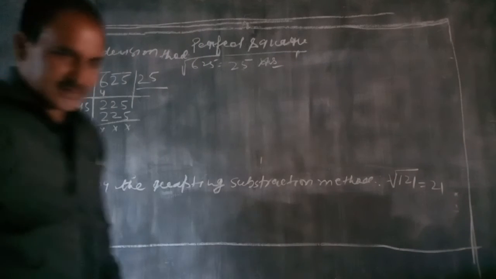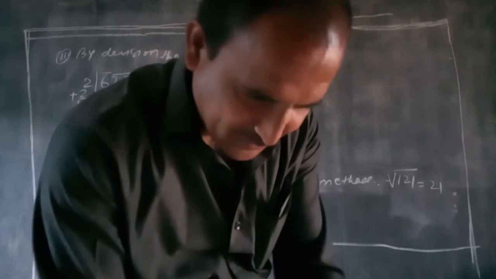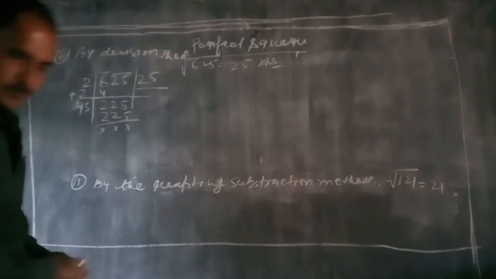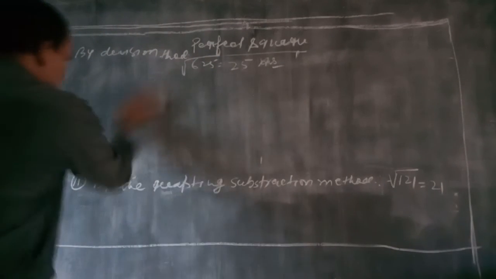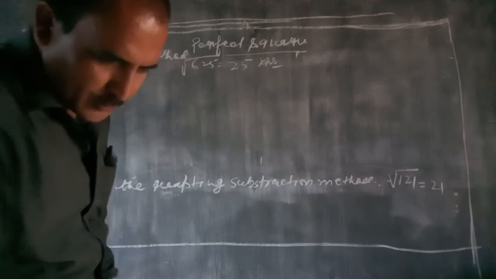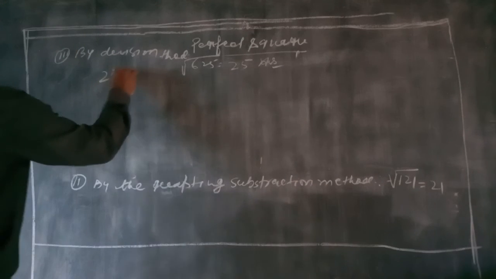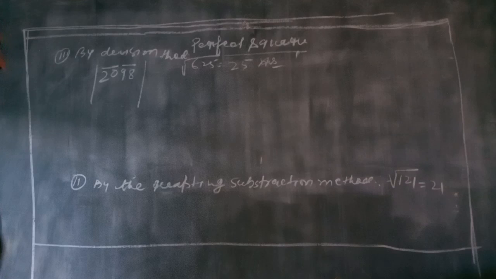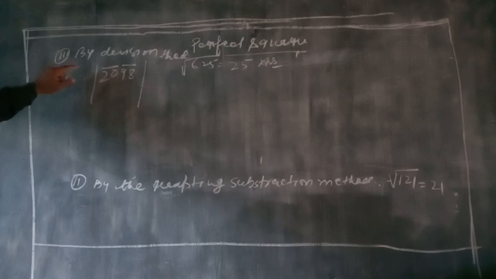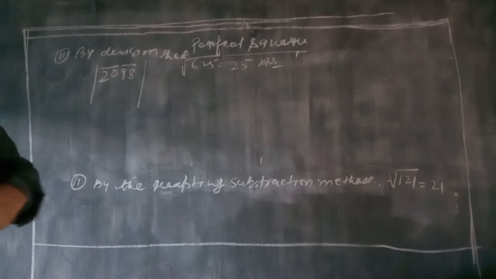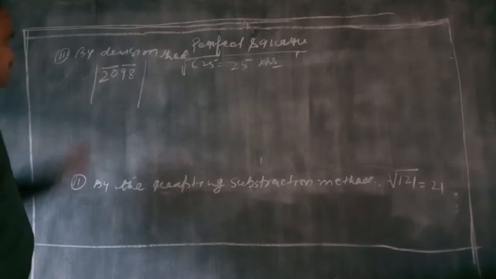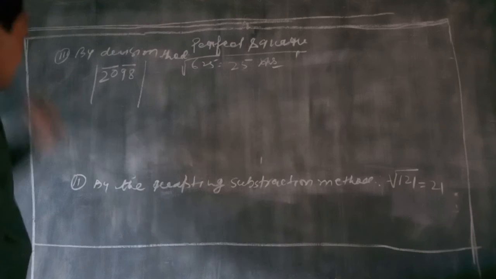You can take any number to find its square root. Here I am going to take an example: 2098. Group the digits in pairs. Choose a number that, multiplied by itself, gives 20 or less than 20. 4 fours are 16, so you can write 4. 5 fives are 25, so you cannot write 5 here. So it will be 4.